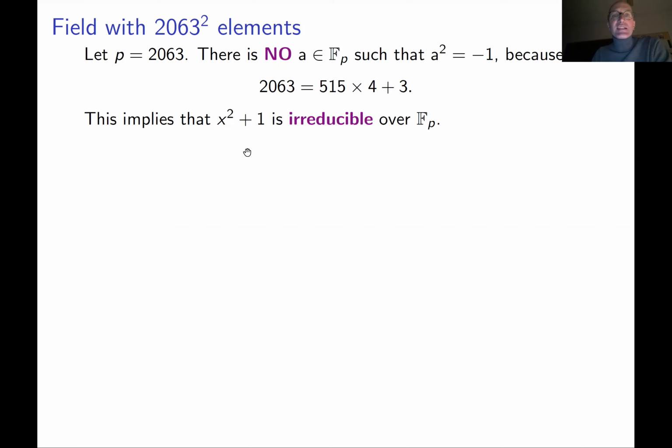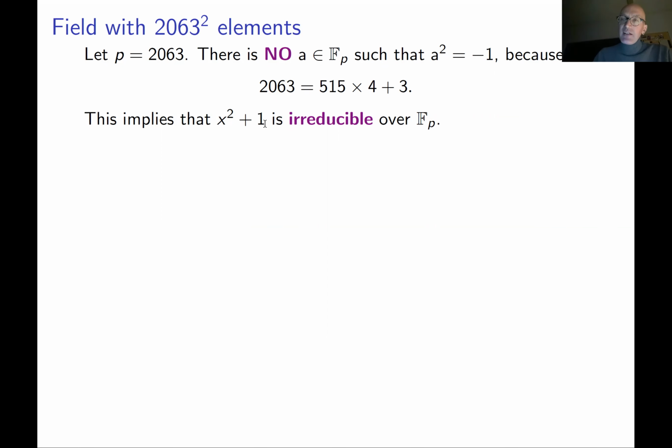In particular, this implies that the polynomial x squared plus 1 doesn't have a root in F_p. So this means that it's irreducible. Irreducible means you cannot factorize it as a product of polynomials of smaller degree. If it had a root, it would be a product x minus lambda 1 times x minus lambda 2, where lambda 1 and lambda 2 are roots. But we already know it doesn't have any roots, so it cannot be factorized.